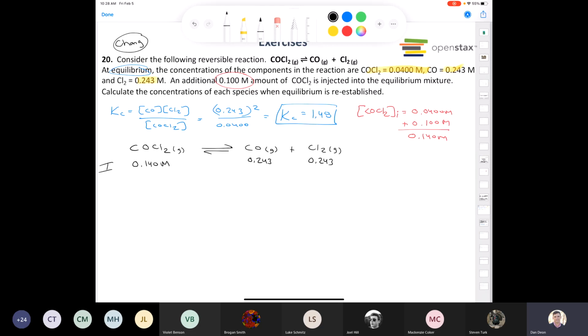Now, my question for you is this. What's my change going to be? The stoichiometric coefficient of everything is a 1. I got a 1 and a 1 and a 1. So just x, it's either a minus x or a plus x. My question to you is, would I put minus x or would I put plus x right there? What would it be for the COCl2? And it's not a trick.